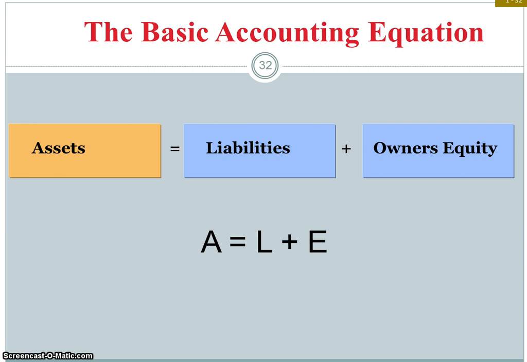And what I mean by mathematical, you can say assets minus liabilities equals owner's equity, or assets minus owner's equity equals liabilities. You can turn this around. But this is the basic accounting equation. It fits to the balance sheet, and it is mathematically exact, literally down to the penny. What are we talking about here?